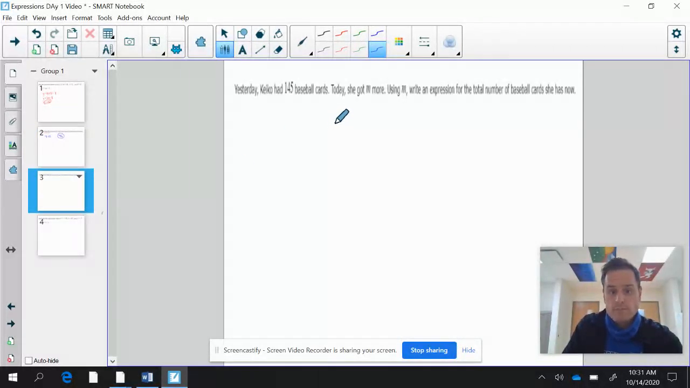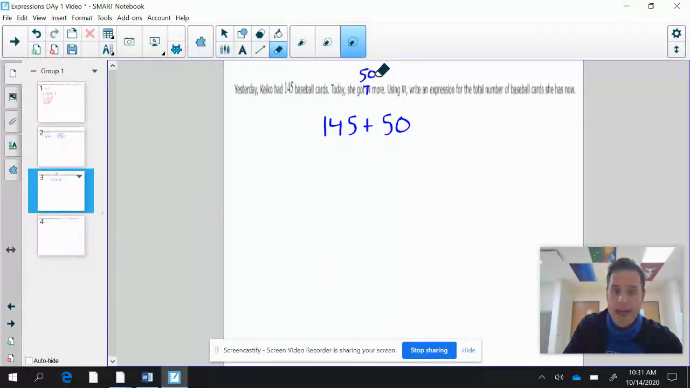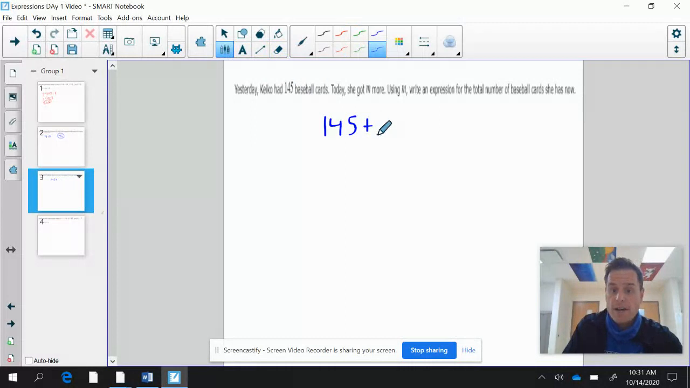Let's try another one. Yesterday, Kiko had 145 baseball cards. Today let's say he got 50 more. Using M, write an expression for the total number of baseball cards that she has now. Well, if she got 50 more, I would normally say 145 plus 50. But in this case, we don't have the 50 there. We have the variable M. All we have to do is say that is going to equal 145. Instead of putting 50, we're going to put plus M.